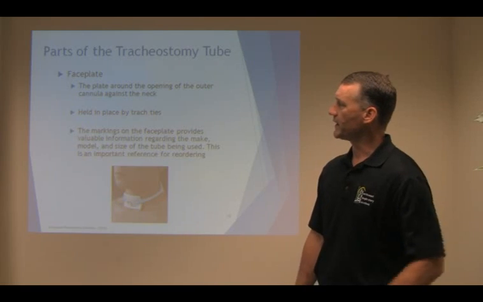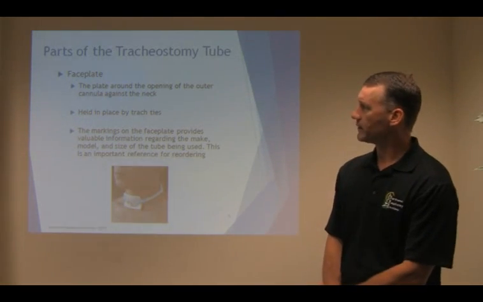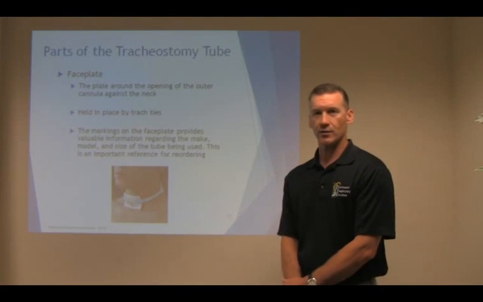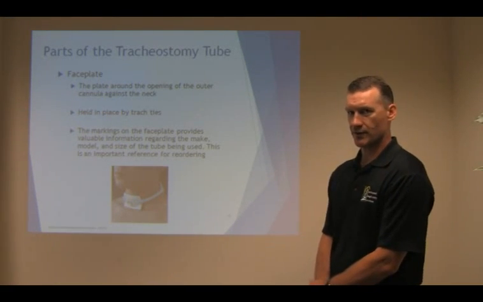And then we have the face plate. This is the plate around the opening of the outer cannula against the neck. It's usually held in place by trach ties. The markings on the face plate are extremely important. This tells us exactly the size and the diameter of the tube that's in place. So whenever you're reordering supplies, you want to make sure we match up the markings with the reordered tube.